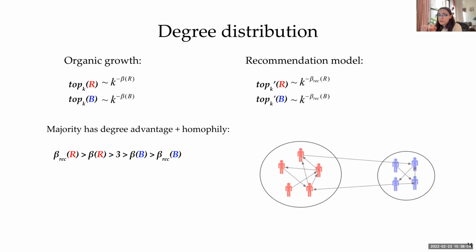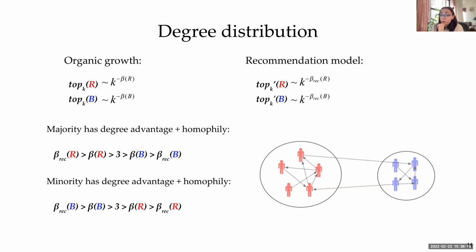But what we saw in the Instagram data was that the women were slightly in the majority, but had lower degree. And that can happen, particularly when the majority actually doesn't have a degree advantage, and the minority is more homophilic. That's where this inequality between the degree distribution coefficients can actually be inverted. And that's where we get to see that recommendation will make things worse.